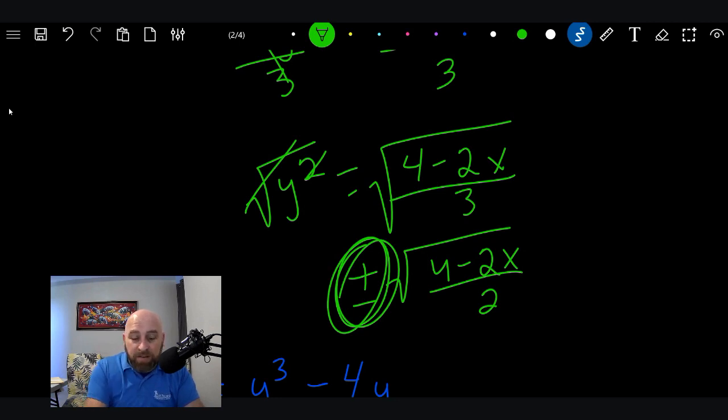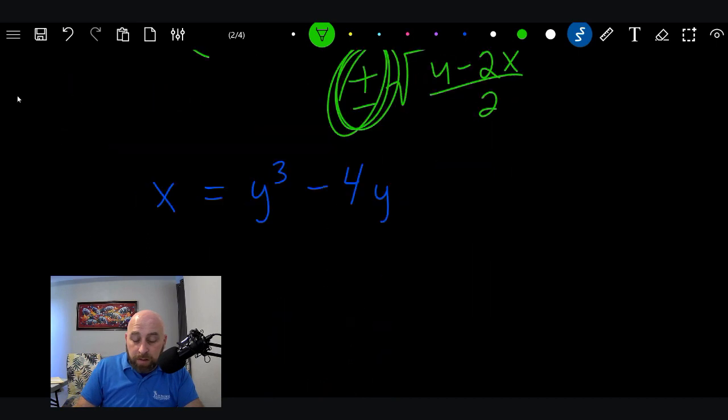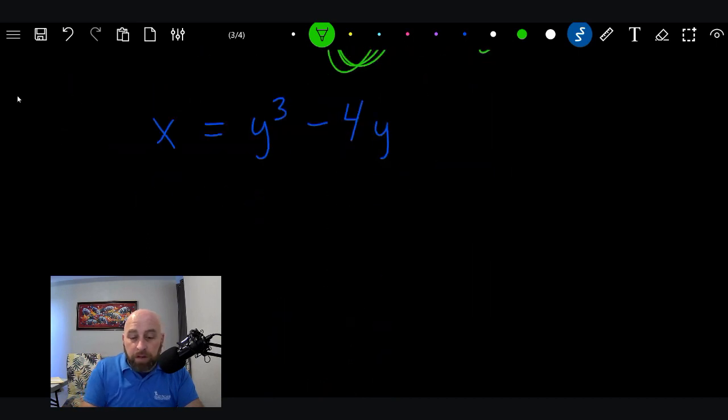So is this a function? No, this is not a function. Why? Because it has two answers because of the plus or minus. All right, here we go. Here's kind of the last one that I want to show you. It is also on page 457.